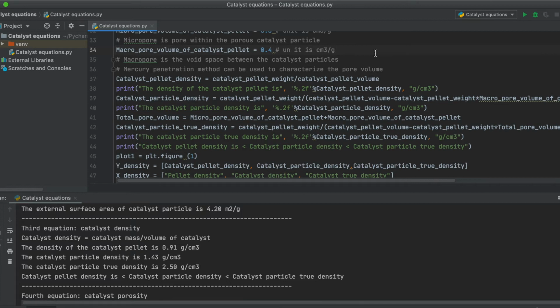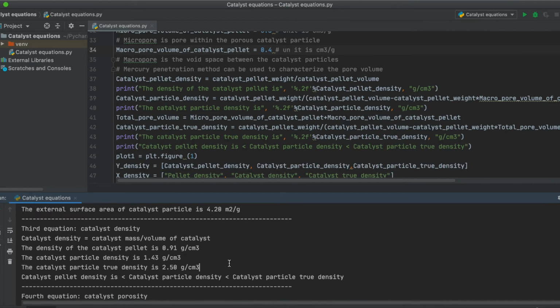As I mentioned earlier, that can be characterized by using the mercury intrusion method. So if we exclude the micropore volume in this pellet, we can calculate the catalyst particle density, and in this case, it is calculated as 1.43 gram per cubic centimeter.